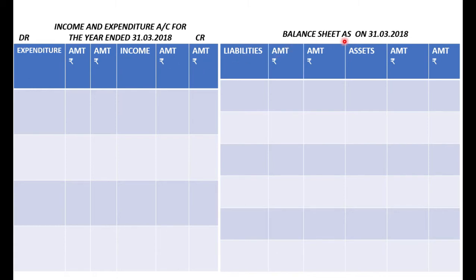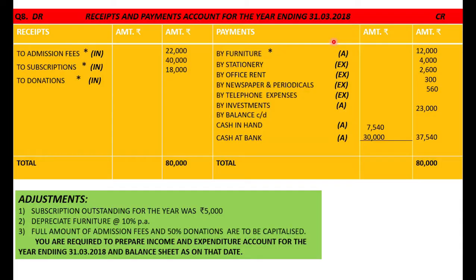Balance sheet as on 31st March 2018. Left hand side is your liability side, right hand side is your asset side. So in this way, you are going to prepare income and expenditure account and balance sheet. Now we will do the bifurcation of ledger balances. First we will see the receipt side.